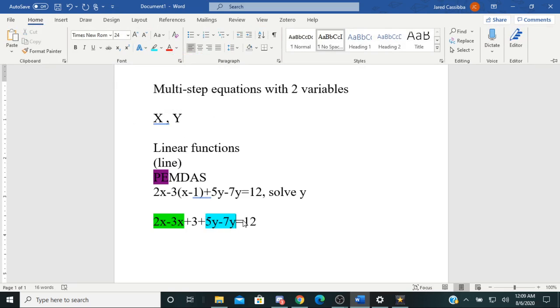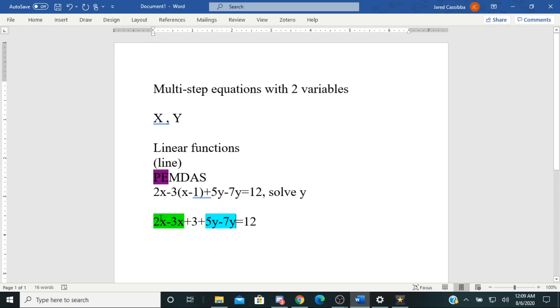So let's work with the x's first. That's 2 minus 3, so that's going to be -1x. So -1x plus 3. And then we have 5 minus 7, so that's going to be -2y. So -2y equals 12. Now we're back to the simple version of the x's and the y's. There's only one of them.